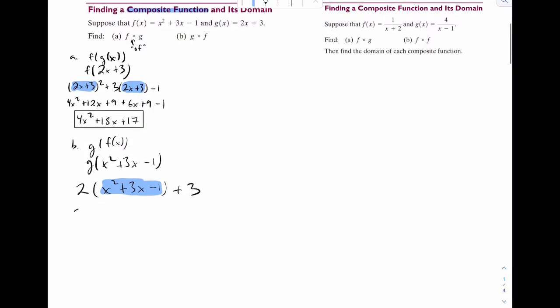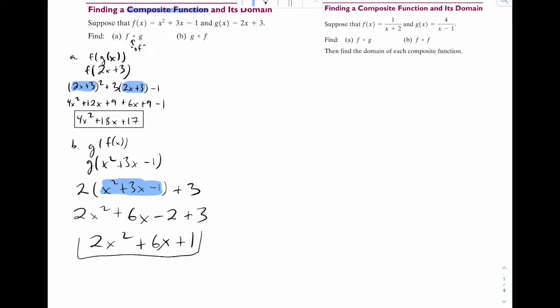Now we multiply it out. That'd be 2x squared plus 6x minus 2 plus 3. And finally our answer here. Let's put a box. And we're done.